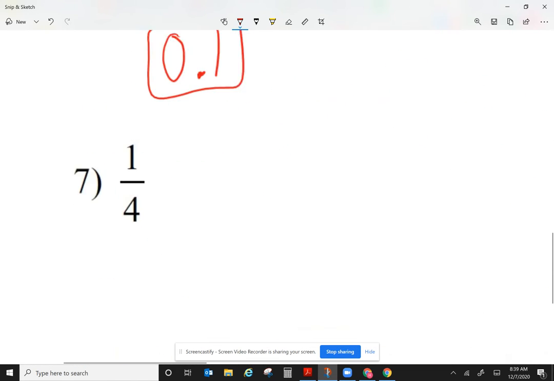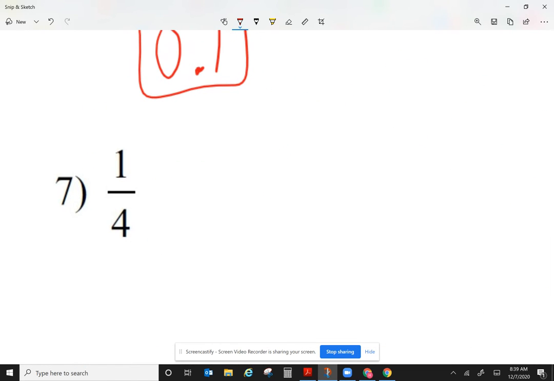Let's take a look at one more example, a couple more. I want the bottom to be either 10, 100, 1,000, anything that I can. I cannot make 4 into 10, so I'm not going to deal with that. But I can make this into a 100. I can multiply 4 times 25, and that's going to give me 100. So let me multiply the top by 25 as well. So I get 25 over 100.